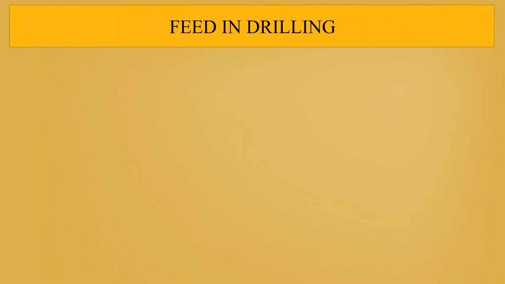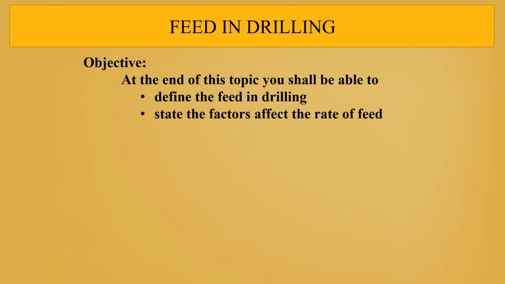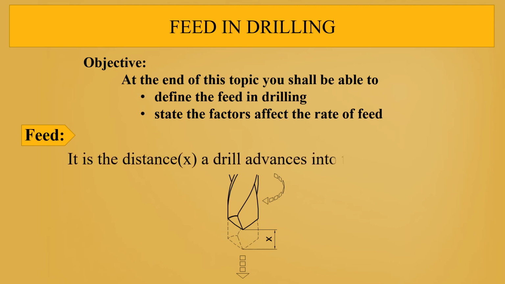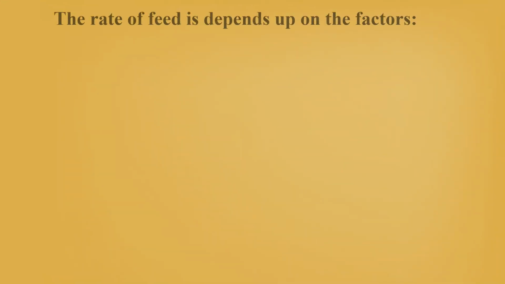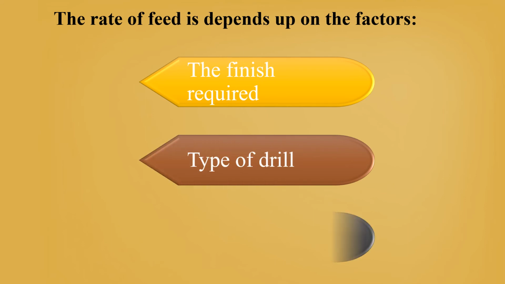Feed-in drilling. Objective. At the end of this topic, you shall be able to define the feed-in drilling. State the factors affect the rate of feed. Feed. It is the distance, X, a drill advances into the work in one complete rotation. The rate of feed depends on the finish required, type of drill, material to be drilled.